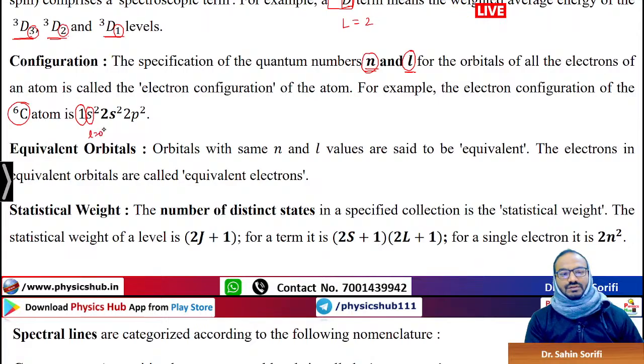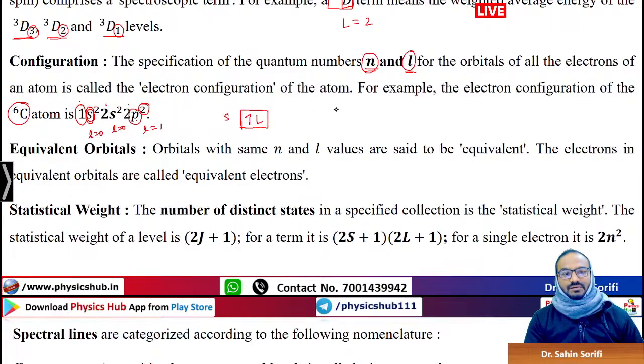Here it is L equals 0, N equals 1 here, N equals 2 here, N equals 2. And this S subshell holds 2 electrons. Here it holds 2 electrons, P subshell holds 2 electrons. You already know this. S can hold 2 electrons, one is up and one is down.